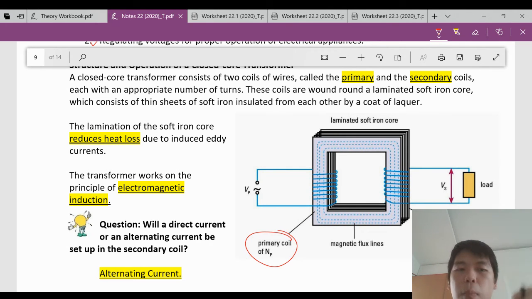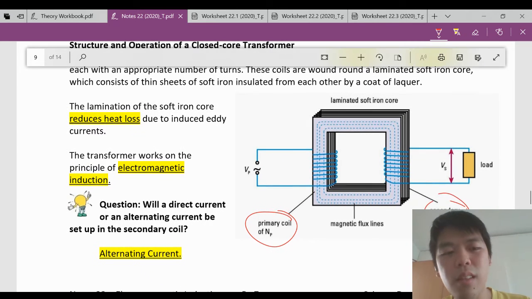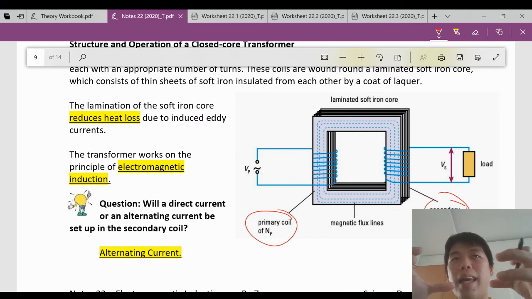Okay, why do they want to use thin sheets itself? Before that, each of these sheets is insulated from each other by a coating of lacquer. Why do you want to use a lamination and not a block? Because a block itself will introduce more heat loss. So by having pieces of this kind of iron and placing them side by side such that they do not touch, it reduces heat loss due to induced eddy currents. You can read up more about eddy currents by Googling. It's basically just currents in your iron that flow in other directions that cause it to heat up.